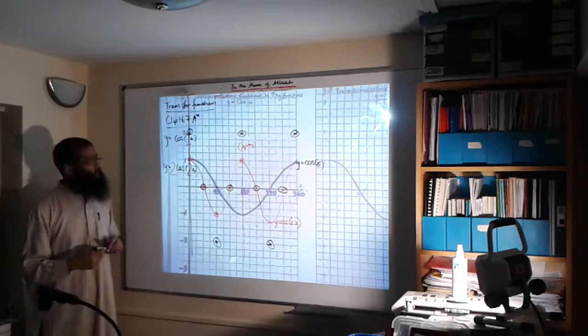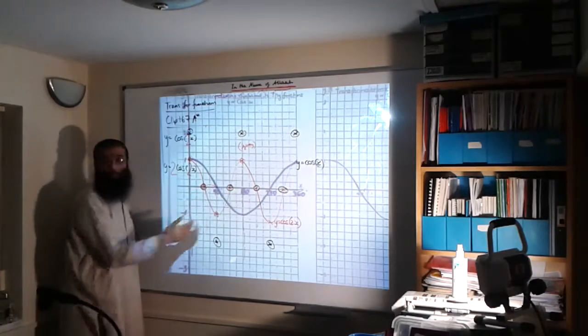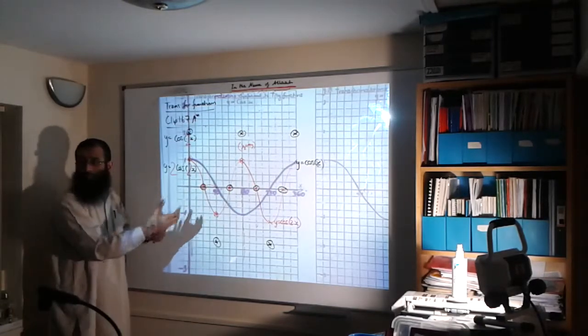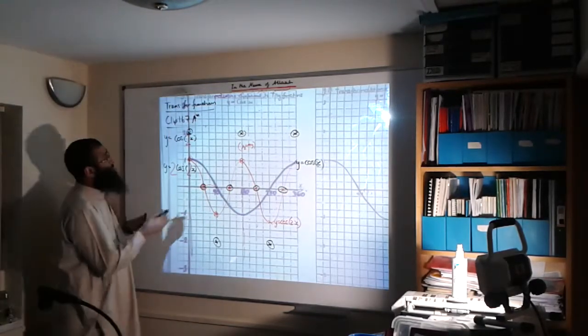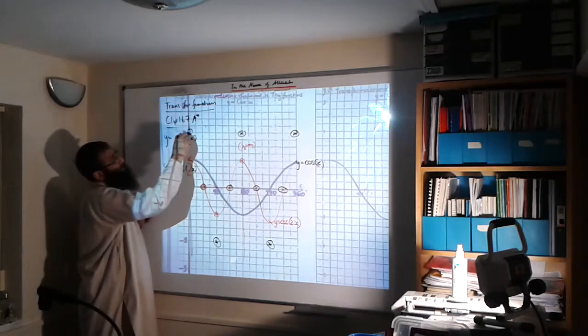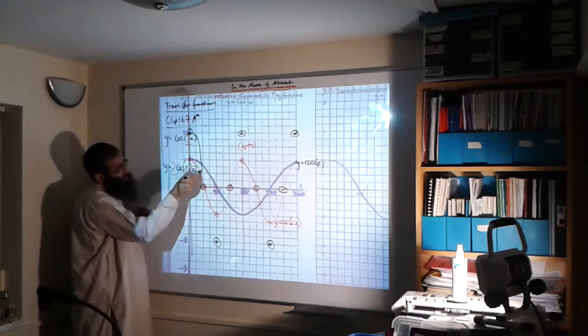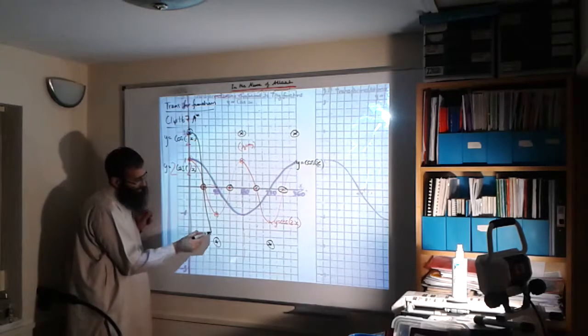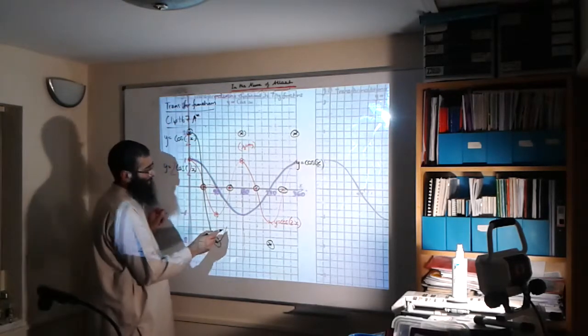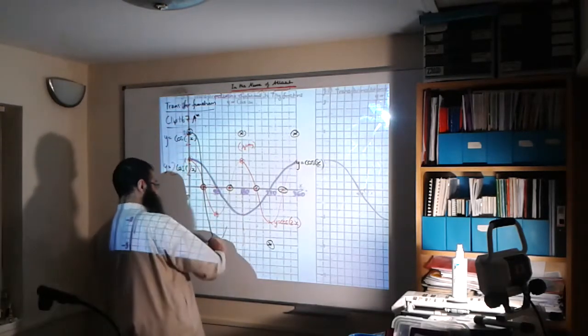So first of all, to do this function, we have to get the red one. We have to squeeze it in and then stretch it out. So here comes the black one. Black line. We go from here up.